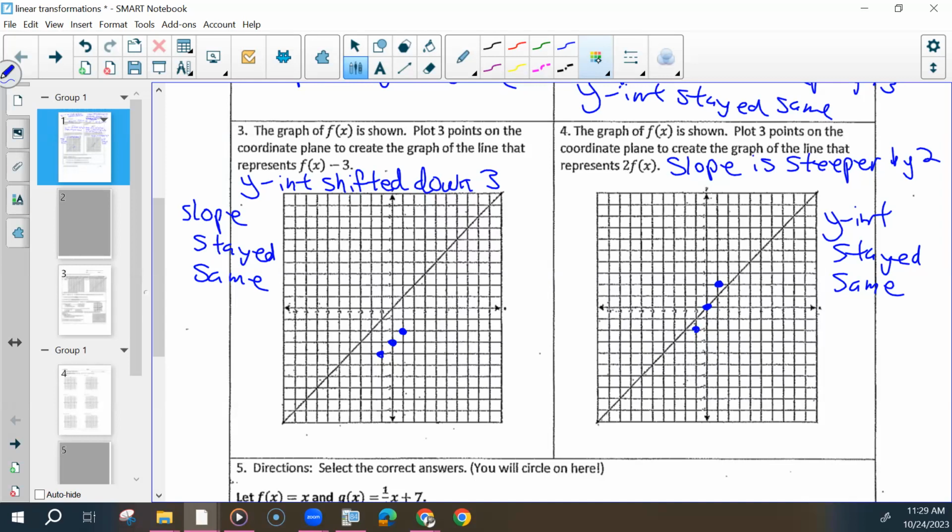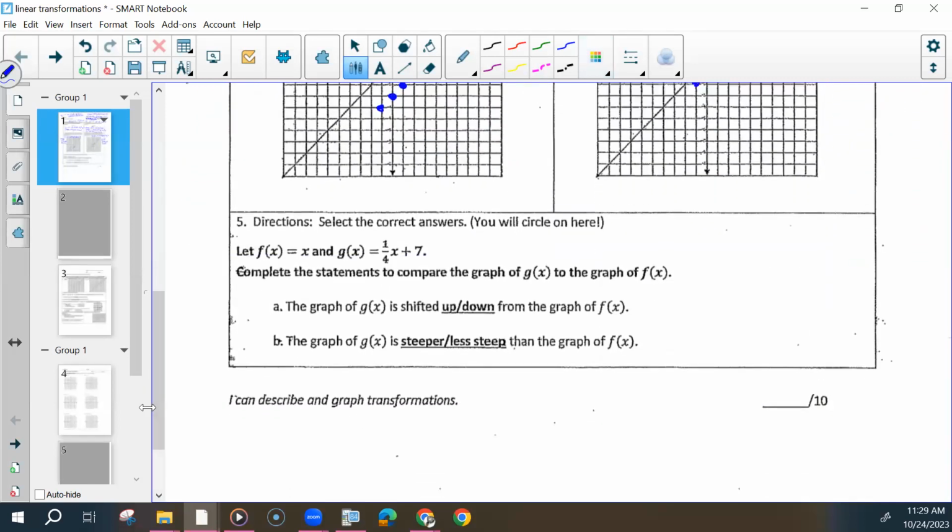Right, so now we're going to go on to 5. And this is different because it's not a graph. We're not really describing, we are describing, but we have choices now. So we have our original, we have this new function, and we're comparing the 2. In the 2 comparisons, we have to know what shifted is talking about. If something is shifted, is that the y-intercept or the slope? The y-intercept. So we're comparing the original y-intercept to this new y-intercept. Did it shift up or down?